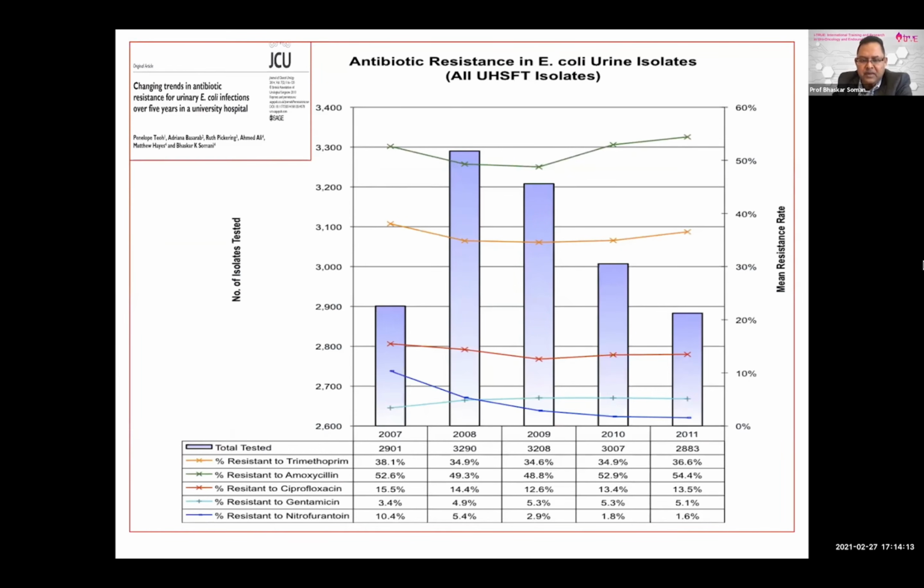This is some work we have done about resistance in UTIs across a 5-year period, and we generally found that nitrofurantoin, and again, this is something specific to your region and your hospital. It is not something that is always valid everywhere. So you must know your own local resistance patterns.